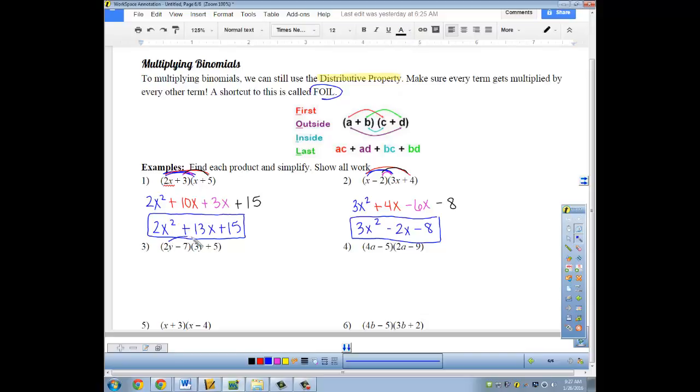Number 3, 2y times 3y, which is 6y squared. Now do the outer ones, 2y times 5, which is 10y. The ones on the inside, negative 7 times 3y is negative 21y. Negative 7 times 5, negative 35. So we're just making sure we're multiplying every single term by everything. We can combine like terms, so we get 6y squared. 10y minus 21y is negative 11y, and minus 35.